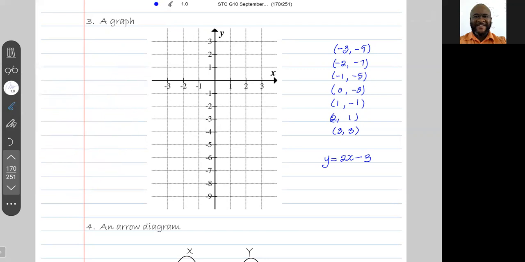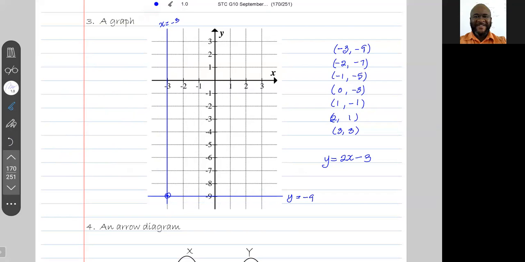Let's finish. So -3, -9 is this point. This is the line x is equal to -3. This is the vertical line x is equal to -3. And this is the horizontal line y is equal to -9. Where the 2 lines meet, that is the point -3, -9.